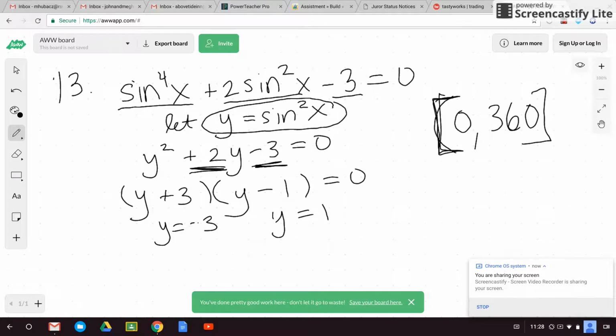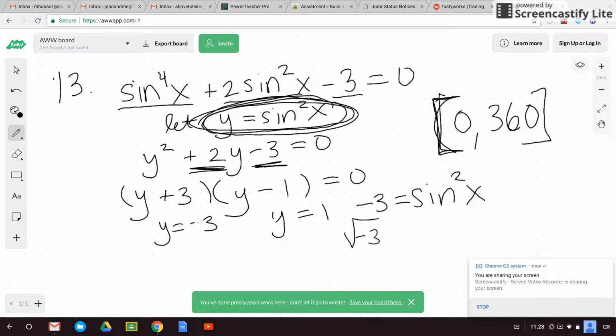So go back to this equation right here. If y equals -3, we need to figure out, okay, -3 equals sine squared x. If we square root both of these sides of the equation, you'd end up with the square root of -3, which is an imaginary number. So even though we found this as part of our answer, I'm not going to continue on and use it. What we are going to do is continue on with the y equals 1.